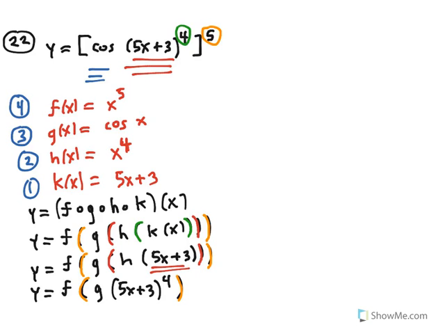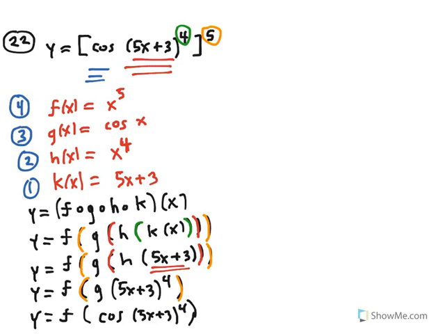So now what does the third function do? It takes the output from the second function, which is (5x plus 3) to the 4th power, and it takes the cosine of that. So we have f of g is the cosine function, so we have cosine of (5x plus 3) to the 4th power.